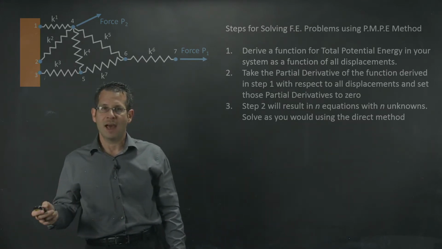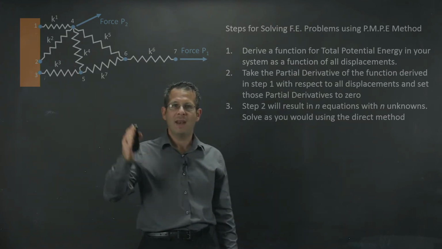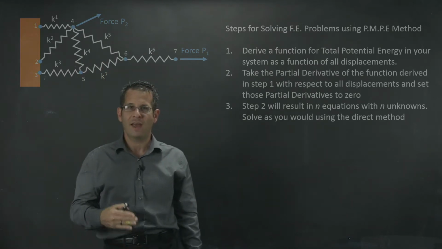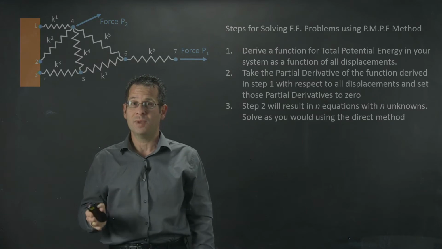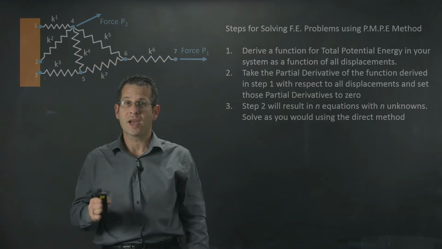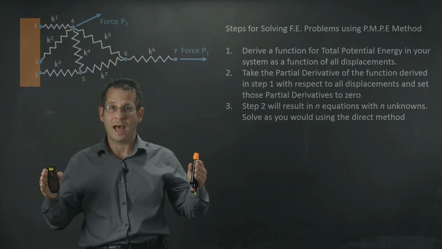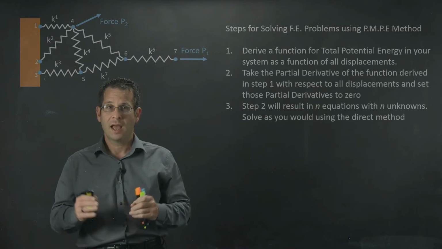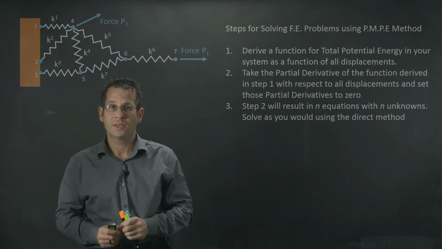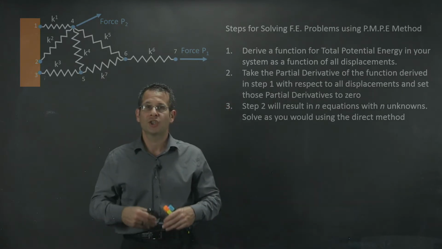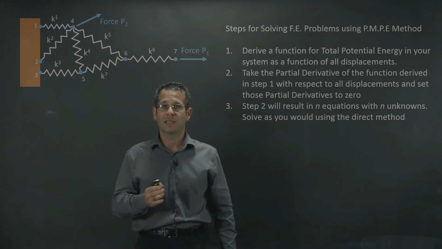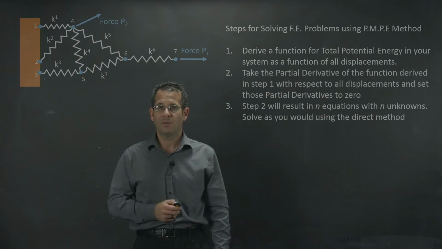When you've done that, if you have n unknown displacements, you'll now have n equations with n unknowns, those unknowns being your unknown displacements. You can write this linear algebra system of n equations and n unknowns as a matrix vector problem, and then you solve that matrix vector problem similarly to what we did when using the direct method.